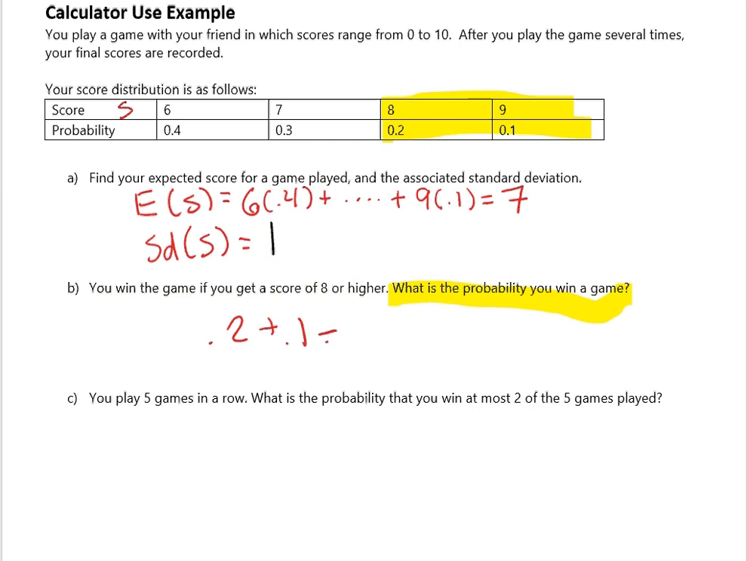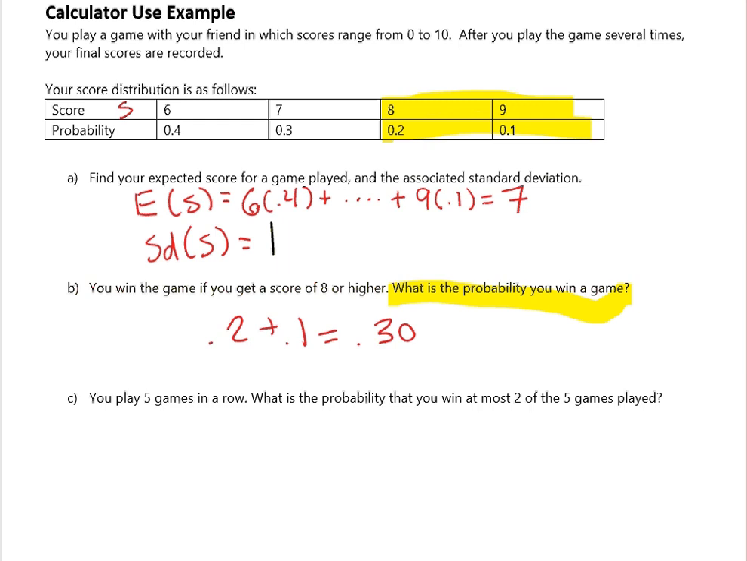Okay. Now, the next question, we're going to go back to those calculator skills that we were talking about, right? So you play a game 5 times in a row. We want to know what is the probability that you win at most 2 of the 5 games. Okay. So what is the probability that you win at most? That's a good indicator that I should go through the motions of checking to see if it's a binomial.